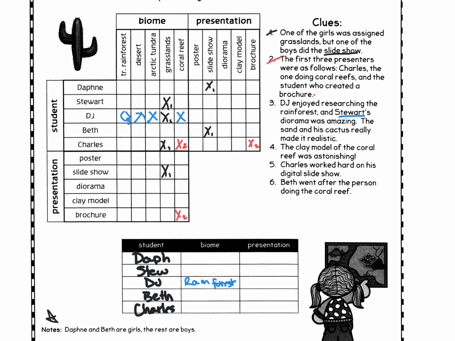So let's go to Stuart and diorama. That's going to be a circle. So that's number 3, which means that Stuart then could not have made a poster, a slideshow, a clay model, or a brochure. So Stuart did the diorama.